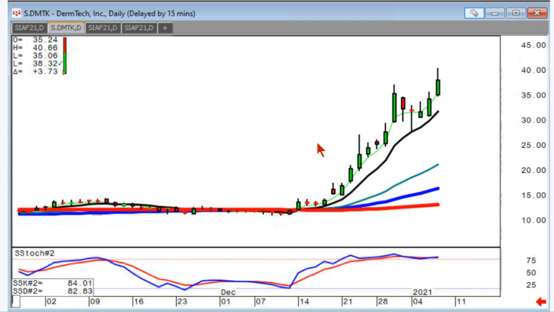Can you use the fry pan bottom pattern on a 10-minute? Yes. I trade soybeans. I trade live cattle, lean hogs, the dollar.